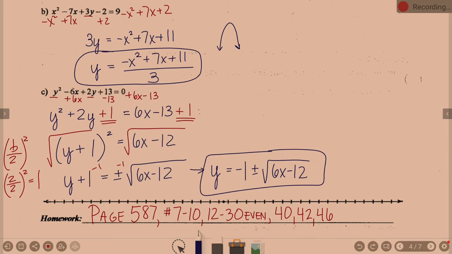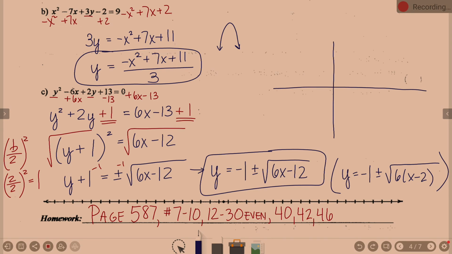Could you factor that 6 in the parentheses? You could. And I would say it's not necessary, although it's actually helpful because it will show you a little bit of where your vertex is. If under that square root, I say 6 times x minus 2, my vertex, the x value is going to be 2. My y value is going to be this -1 out here. And so you end up with a sideways parabola that goes through the vertex 2, -1.